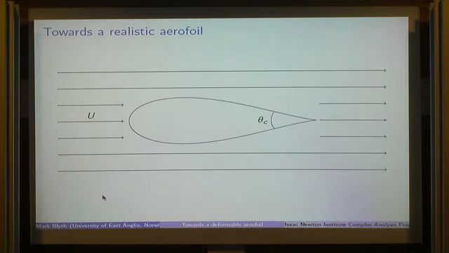So let's try and move closer to an aerofoil. Supposing we take the same problem and we introduce into it a corner at the back. So I'm going to put a trailing edge into this thing now. I want to try and force this thing to look more like an aerofoil.